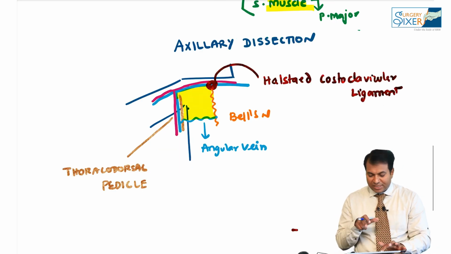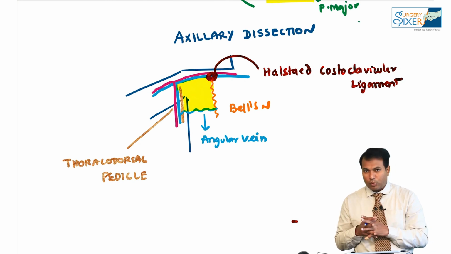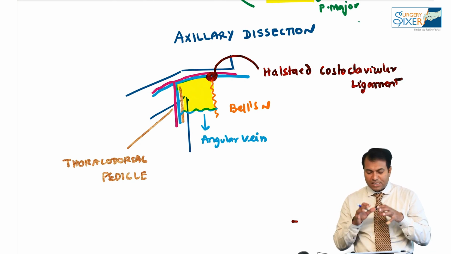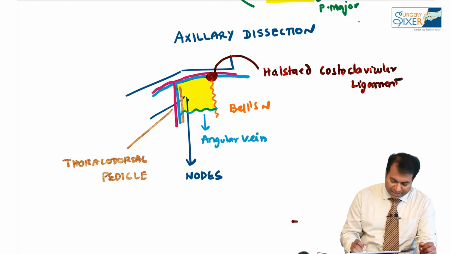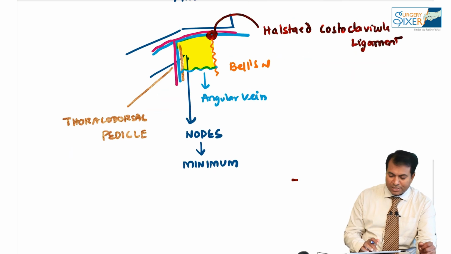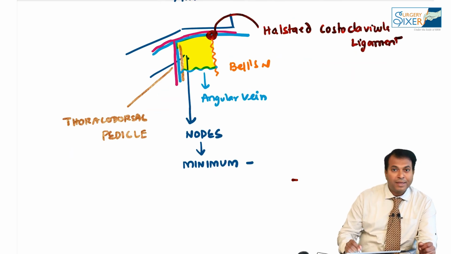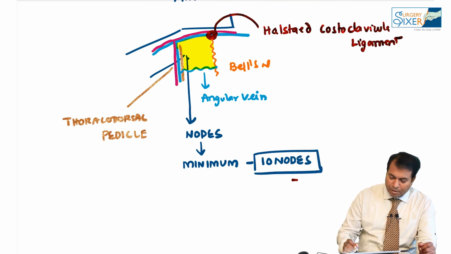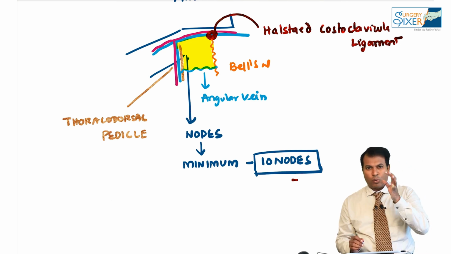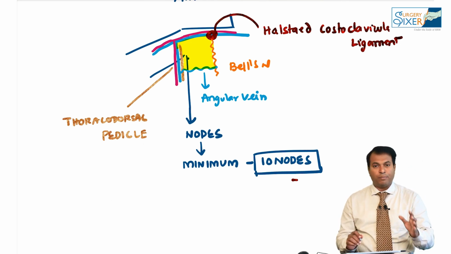All the structures within this yellow square should be removed, and all the nodes will be sent for pathological examination. So how many nodes should I remove at minimum? If I am a good oncosurgeon, a minimum of 10 nodes should be removed. Please don't forget, for an axillary dissection to be called completely done, 10 nodes should be removed.